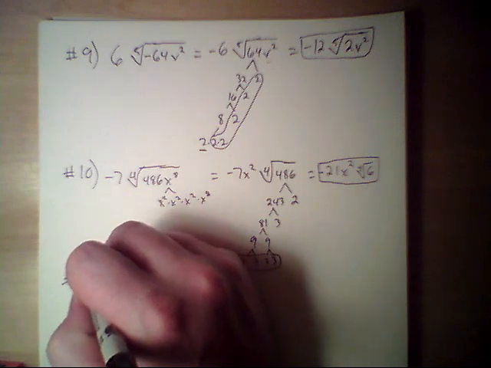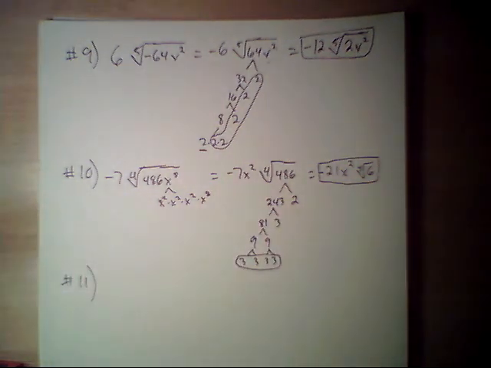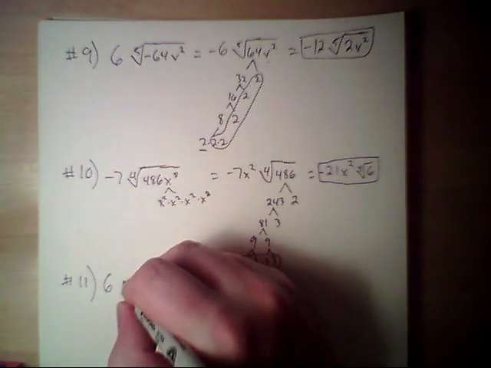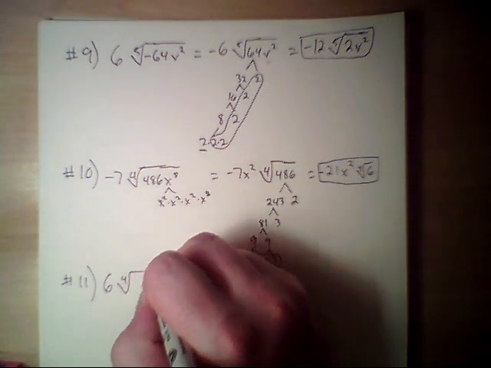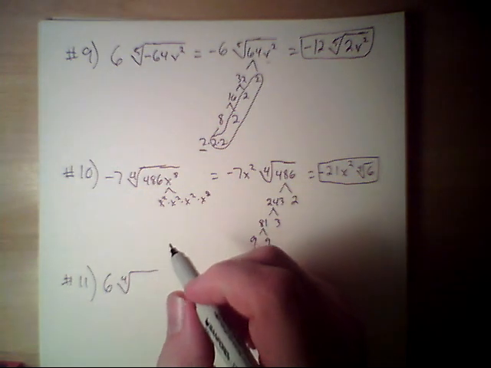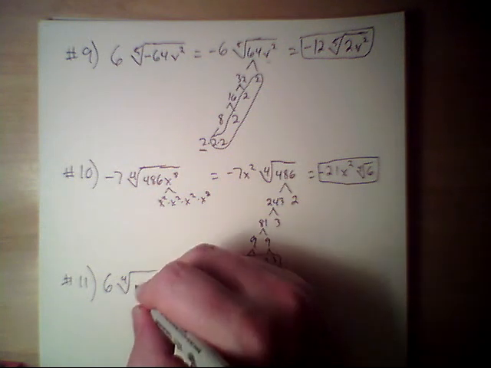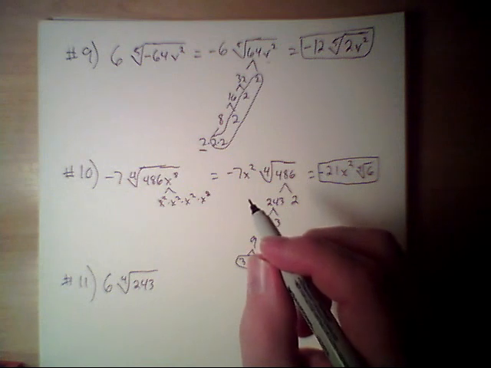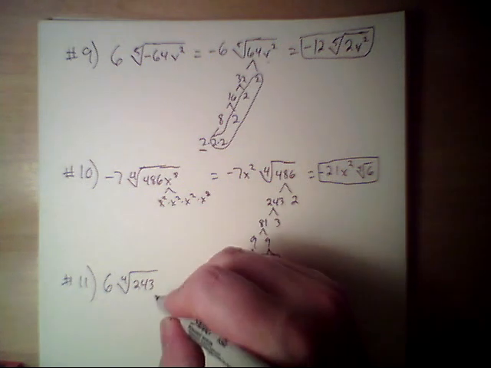Number 11. We've got 6 times the fourth root of 243 times n to the 8th. I guess fourth roots are popular these days. All the rage, kids love them.